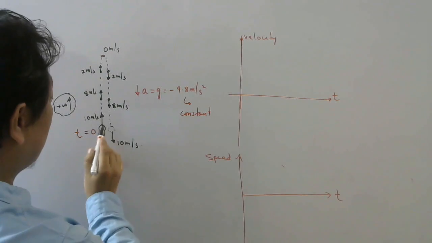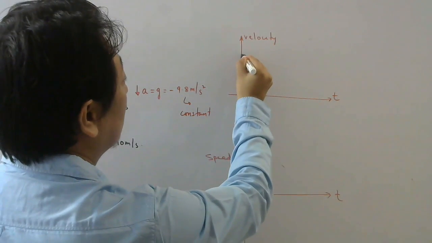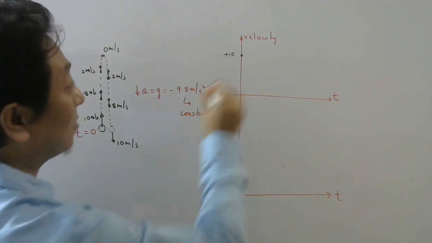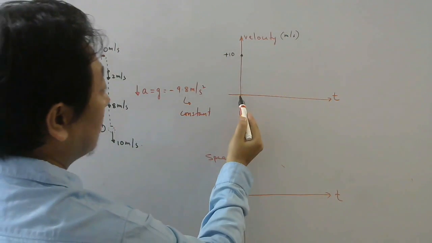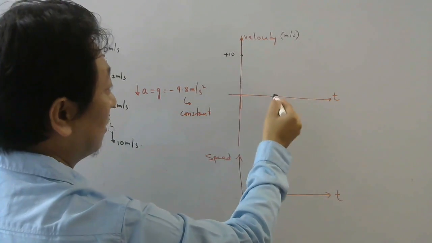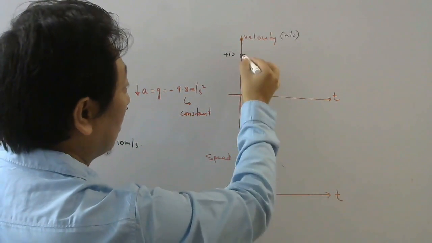At time 0, the starting, what was the velocity? 10. So the body starts with some positive velocity, 10 meter per second. Right? So let's say the unit is meter per second. Now as time increases, the velocity will decrease in magnitude. Now will it decrease in a straight line or curved line?